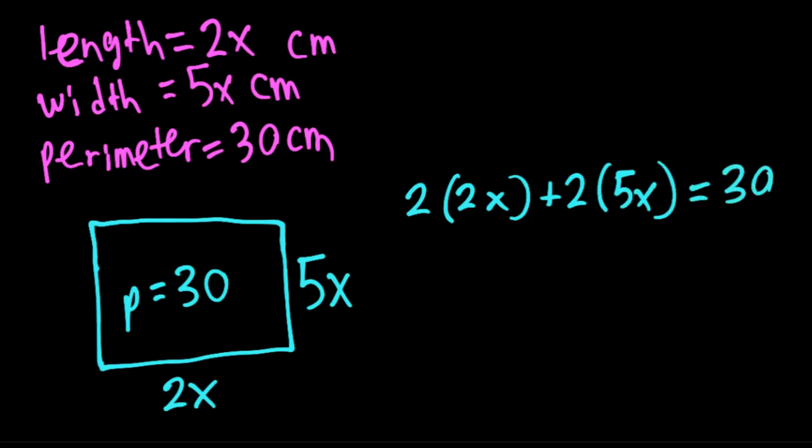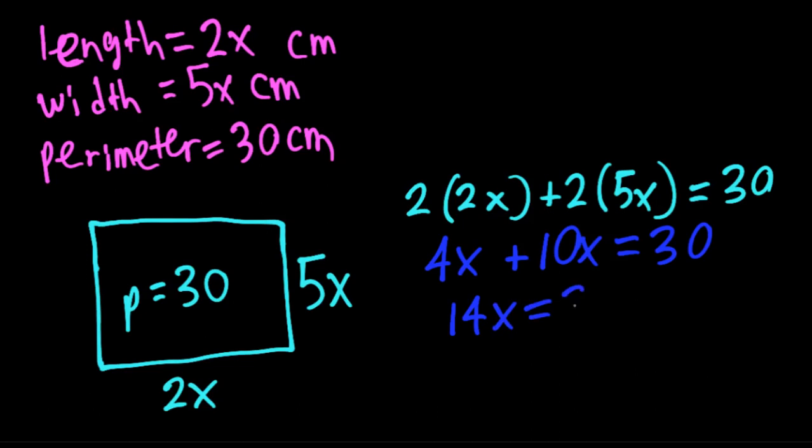So now let's simplify that a bit more. So 2 times 2x is 4x. 2 times 5x is going to be 10x, and that's equal to 30. And then 4x plus 10x is 14x, which is equal to 30. And x is going to be equal to 30 over 14. And that, I'm just going to plug that into my calculator. 30 over 14 is 5 over 7, and we'll leave it at that.